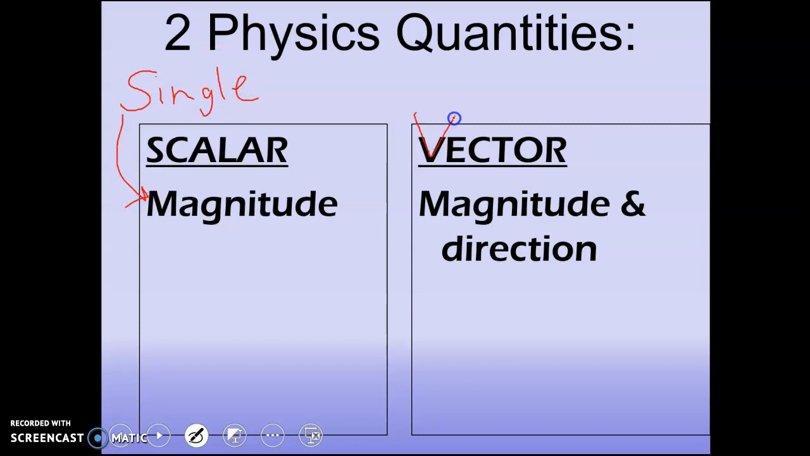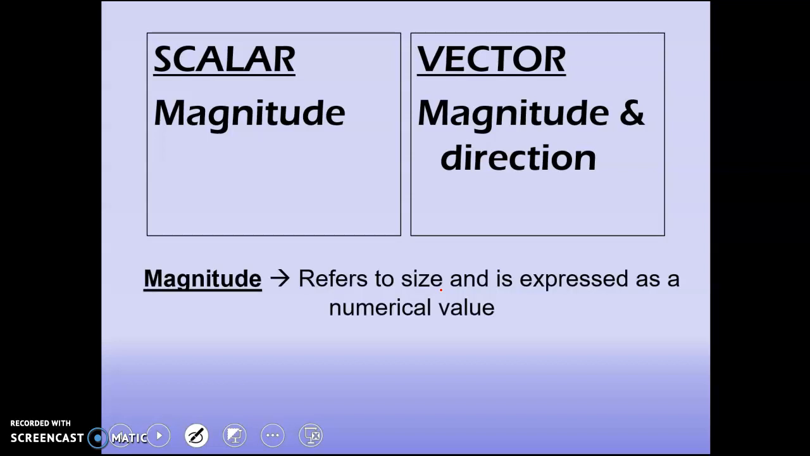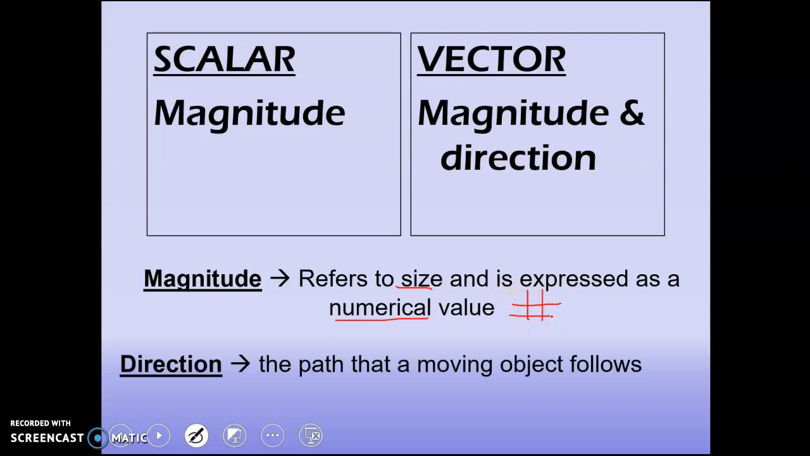Now vector, if you hold up two fingers to make a V, it is two fingers that require you to make that V. So it gives you two pieces of data, magnitude and direction. Now, I'm sure you're thinking, so what is magnitude? Well, magnitude is actually referring to the size of whatever you're measuring, and it's represented by a numerical value, so a number. And then, of course, you know direction is the path that a moving object follows.